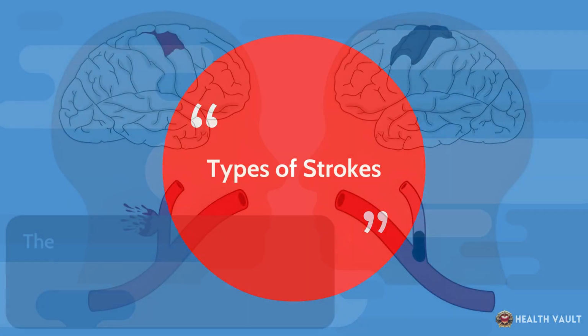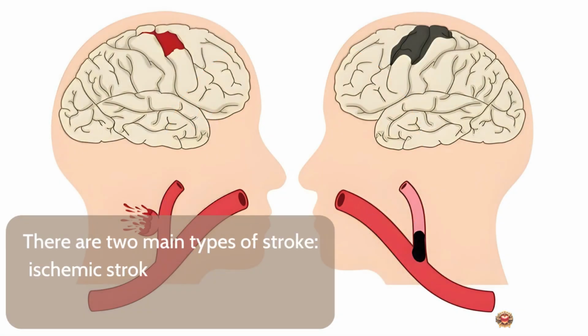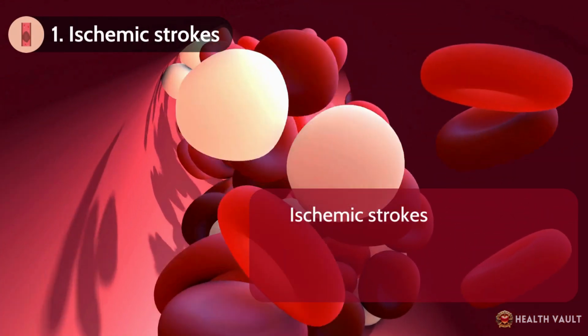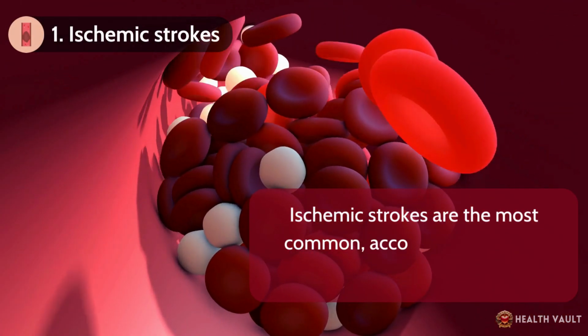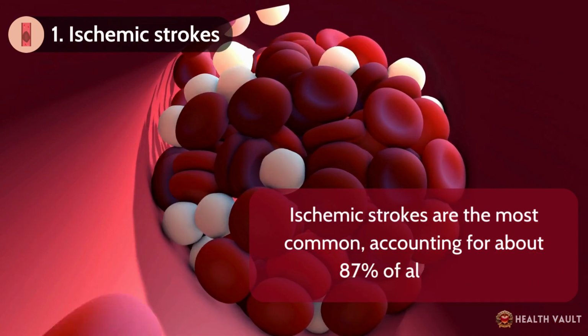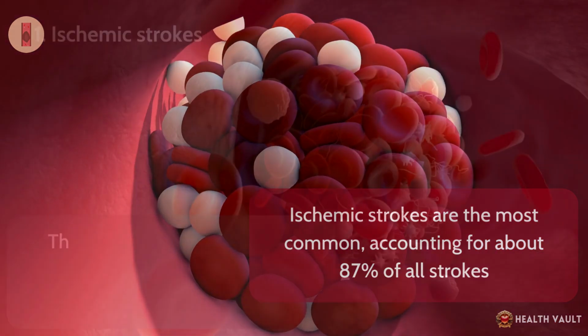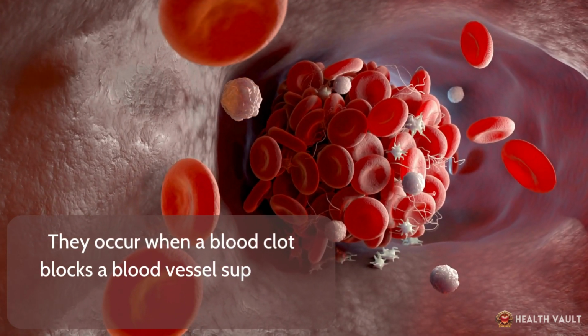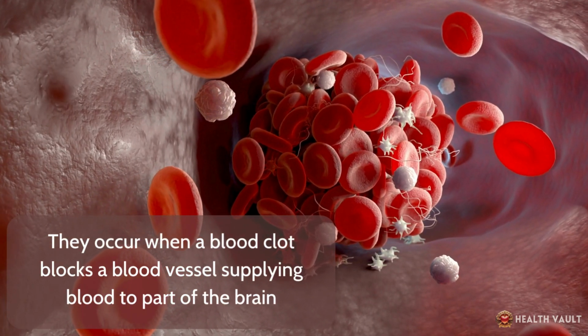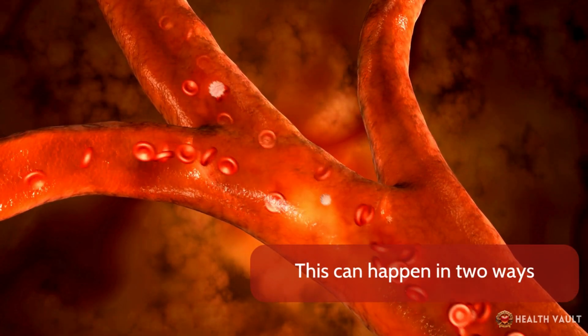Types of strokes. There are two main types of stroke: ischemic strokes and hemorrhagic strokes. Number 1. Ischemic strokes. Ischemic strokes are the most common, accounting for about 87% of all strokes. They occur when a blood clot blocks a blood vessel supplying blood to part of the brain. This can happen in two ways.